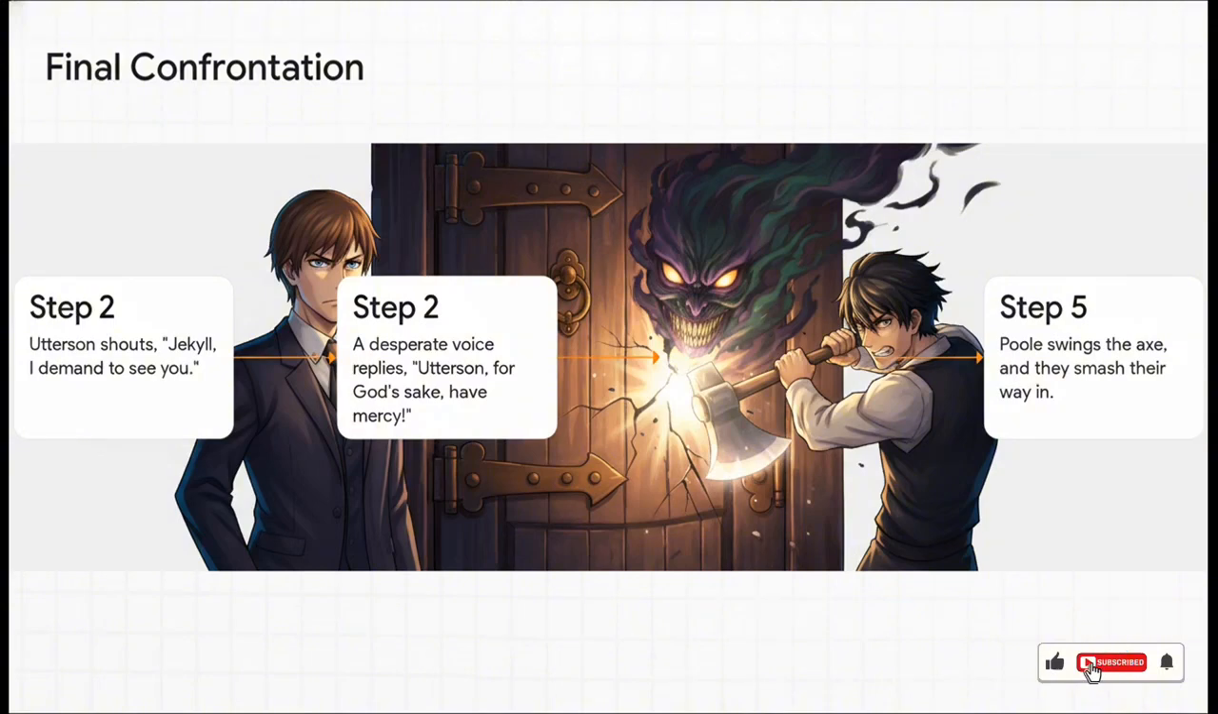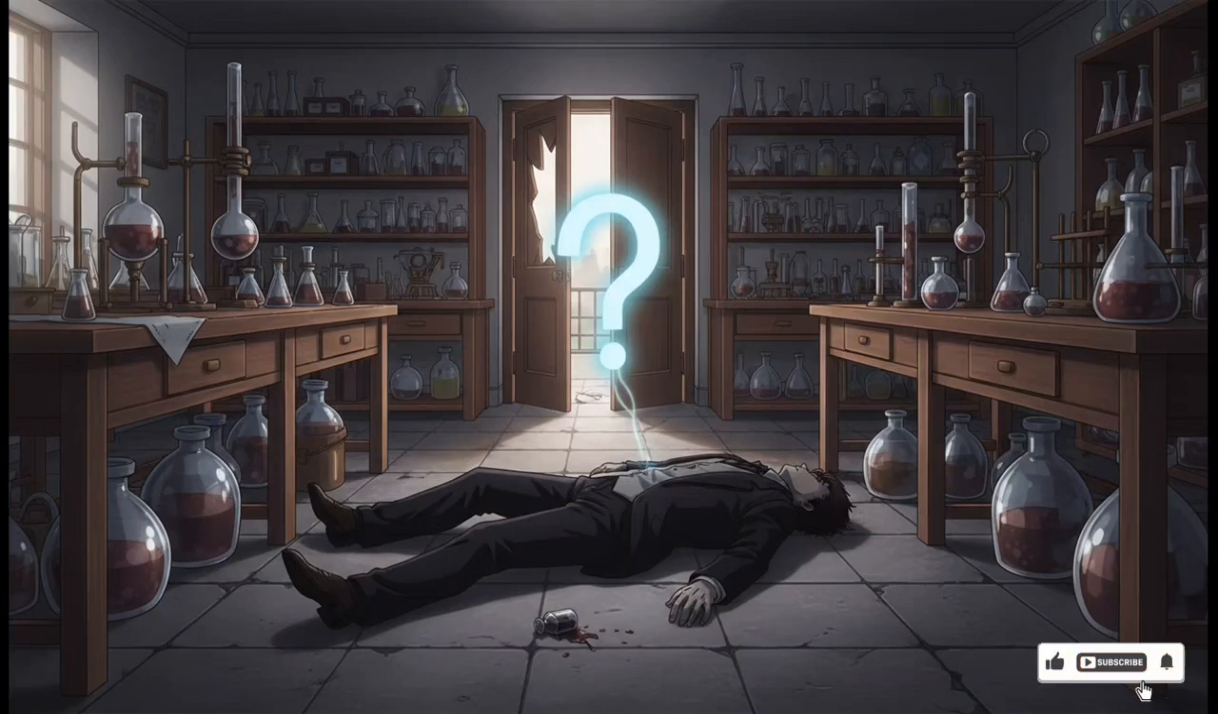Logic and reason have failed them, so they turn to pure force. They make the fateful choice to smash down the door with an axe. They burst in, and the room is eerily calm, except in the middle of the floor is the body of Edward Hyde. He's wearing Dr. Jekyll's clothes and has taken his own life. But this doesn't solve anything. It just raises the biggest question of all.